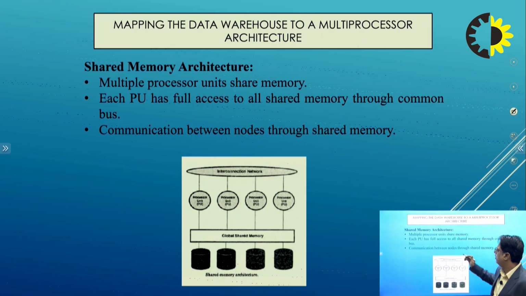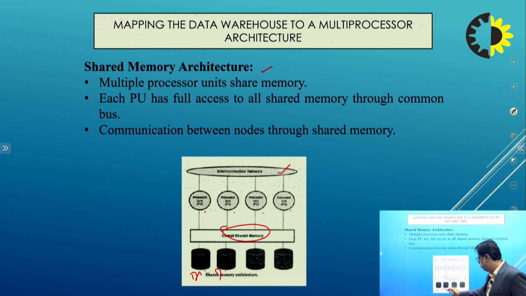Now, first one is shared memory architecture. This is the architecture diagram of shared memory architecture. This is the interconnection network, and these are multiple processors, meaning processor units, which share the global shared memory and are connected with the disks. This is disk 1, disk 2, disk 3 and disk 4. Multiple processor units share memory, and each processor unit has full access to all shared memory through a common bus, and communication between nodes happens through shared memory.